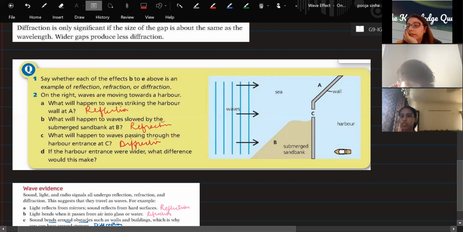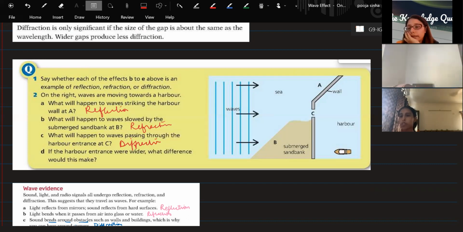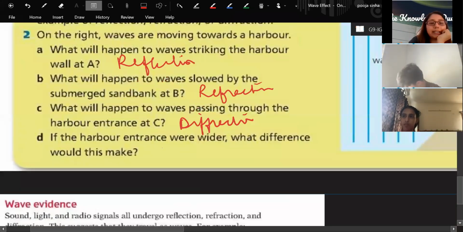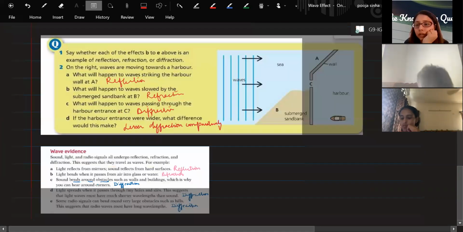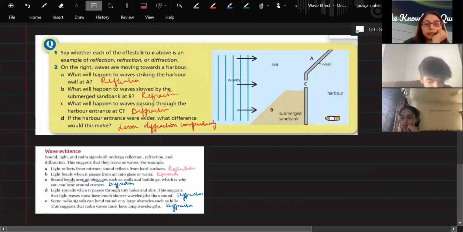It would be more straight. It wouldn't curve around the edges. So what exactly is happening? Less diffraction. Yeah, less diffraction, okay? So lesser diffraction comparatively. Okay, this part is understood? Okay.